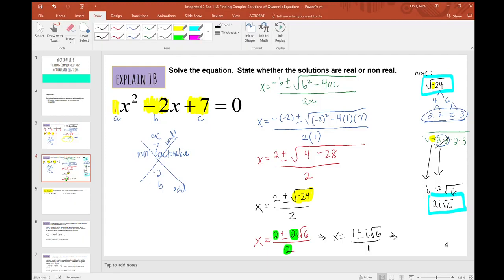And we know that any number divided by 1 is itself. So x equals 1 plus or minus i radical 6. So our solutions are x equals 1 plus or minus i radical 6. And because this is imaginary, that means that our solutions are also non-real. Now let's look at something a little more challenging.